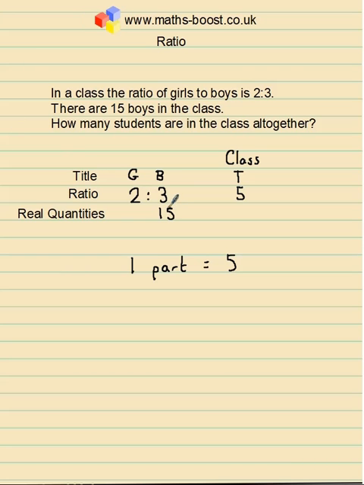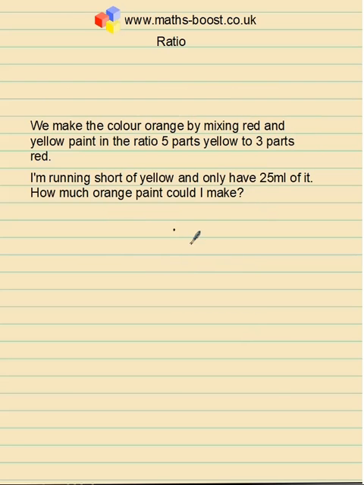And you could do this on your calculator. 15 divided by 3 if necessary. This is crucial because having worked out what 1 part is, we can now easily work out what 2 parts are, or what 5 parts are. And now we've set ourselves up to answer the question. How many students are in the class altogether? 25.